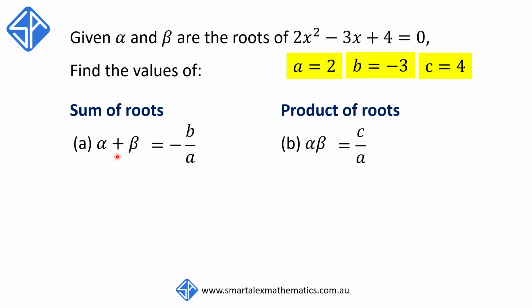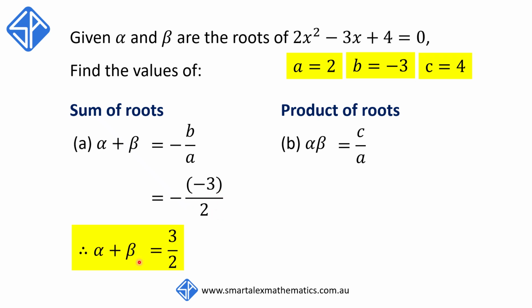So for the sum of roots, alpha plus beta being equal to negative b on a, we're going to replace b with negative 3, and we're going to replace a with 2. So we're going to get negative of negative 3 on 2, and this just simplifies to alpha plus beta is equal to 3 on 2. Alpha beta is equal to c on a, so we're going to replace the c with 4 and a with 2 again. So alpha beta is going to be equal to 4 on 2, which simplifies to just 2. Now we're going to keep these results and use them in the following sections.